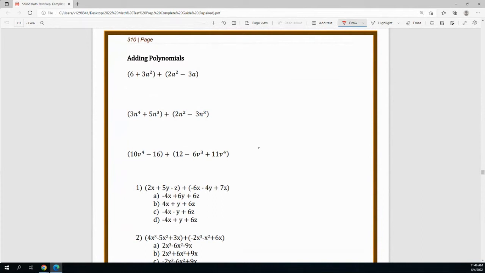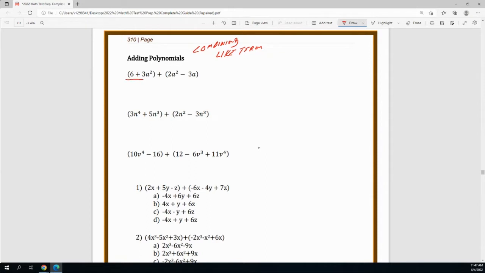Adding polynomials is pretty simple. You've been doing it quite a bit. And when I talk about adding polynomials, adding is about combining. And combining, we've been doing that a lot. And we're also combining like terms. So when we do this, if the term is like, for instance, if the two things are the same, then they can be combined together. Let me show you what I mean.